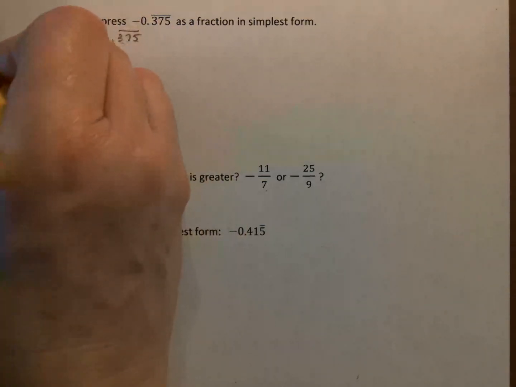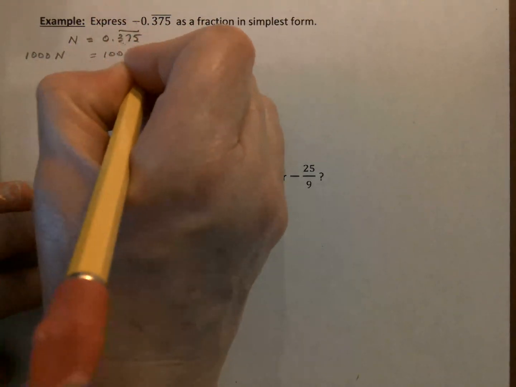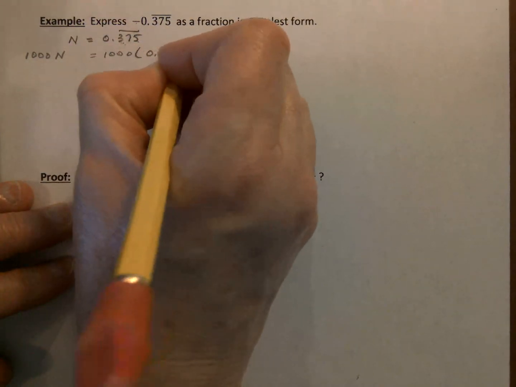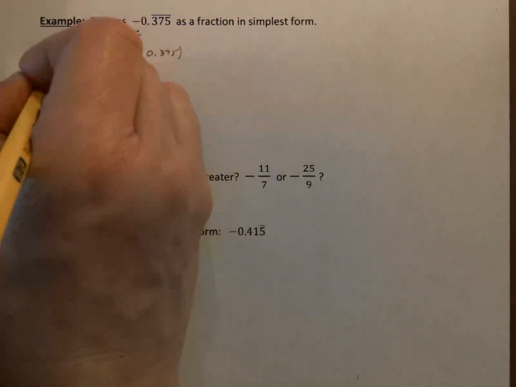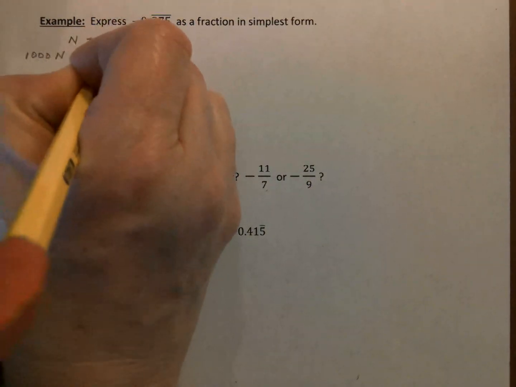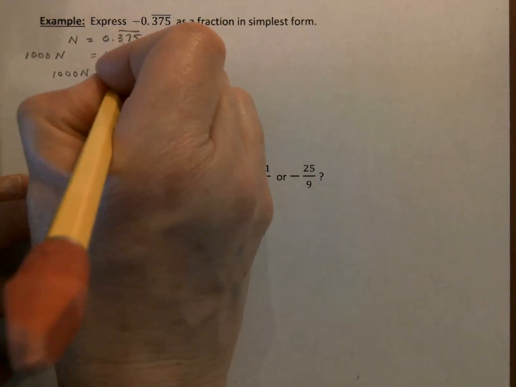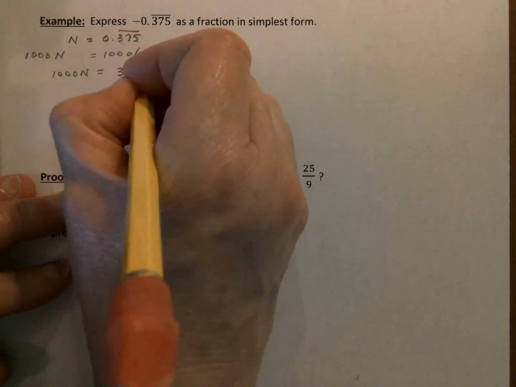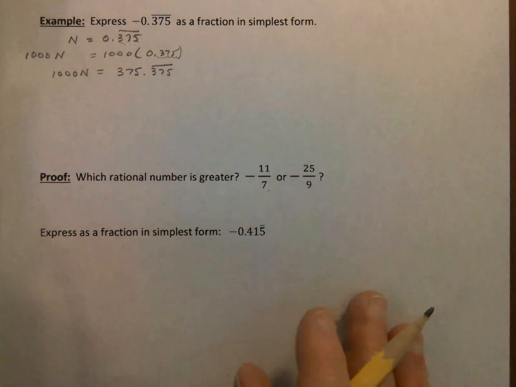So I'm going to take this equation and I'm going to multiply it by 1,000. Everything in the equation gets multiplied by 1,000. Normally if this wasn't repeating, it would get rid of the decimals, but watch what it does. This is going to move my decimal 1, 2, 3 spaces. So now I have 375, but it's still a repeating decimal, so it's still going to look like that.